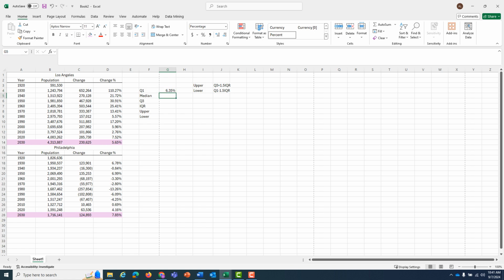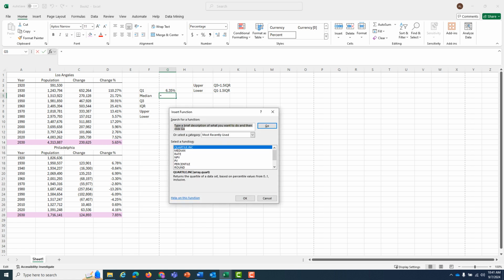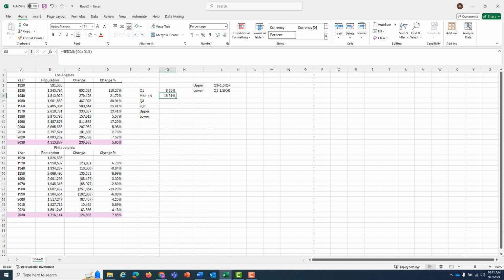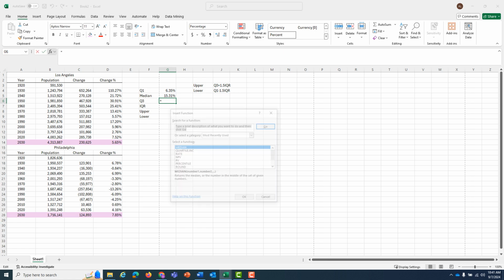For the median, I can use the median function. So let me go grab that guy. And I want the median of the actual observed points we have, again, not 2030. I'm going to hit OK. And the median rate of change in Los Angeles over that 100-year period is that every 10 years, population increases by about 15.3%. For the third quartile, we are going to want to use the quartile function one more time.